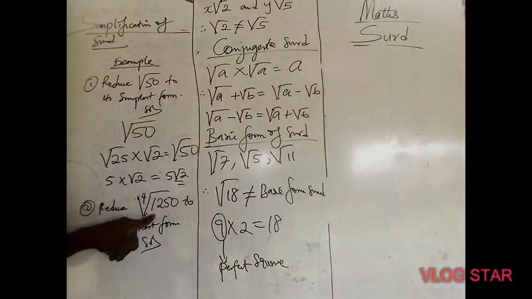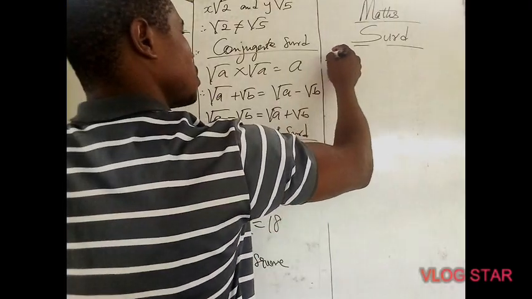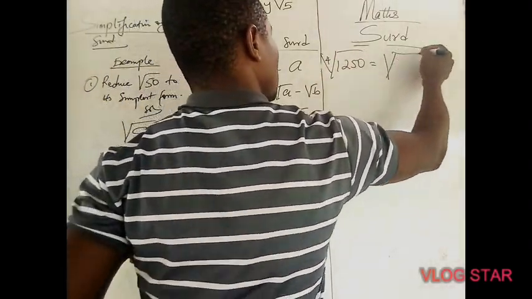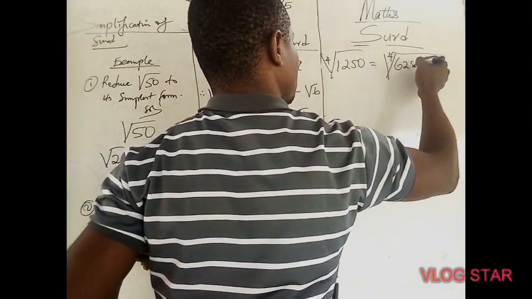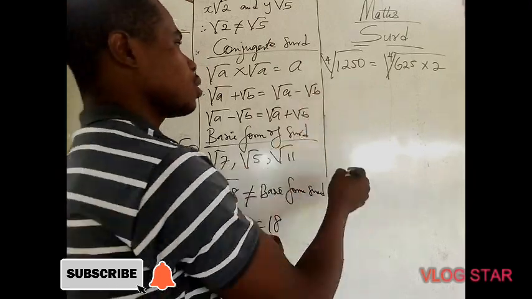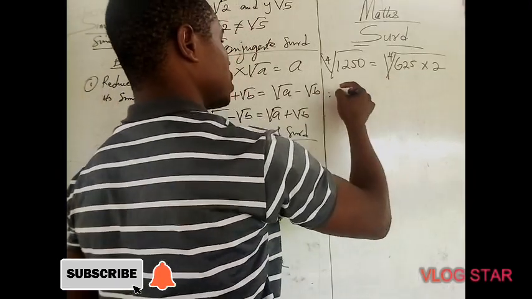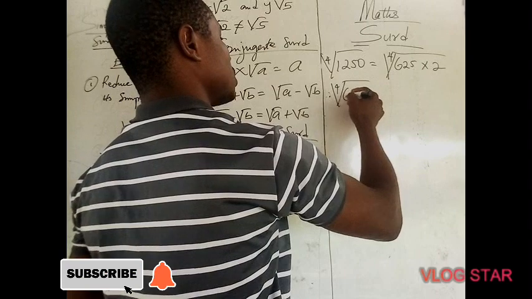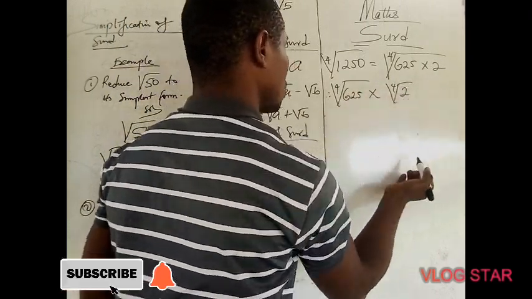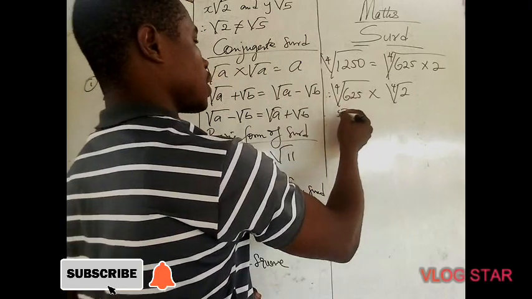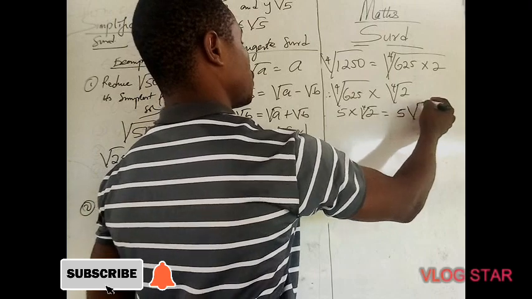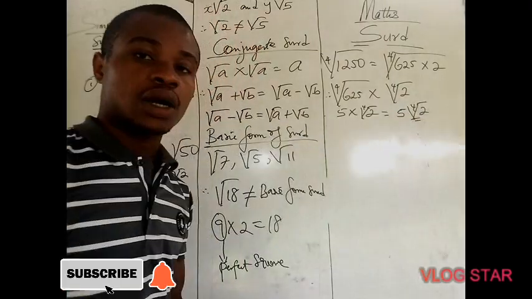The fourth root of 1250 is equal to the fourth root of 625 times 2. That is, 625 multiplied by 2 will give you this. So we now break down this particular surd, separate it. We have the fourth root of 625 times the fourth root of 2. And the fourth root of 625 will give us 5. 5 times the fourth root of 2. We have broken it down to its simplest form.